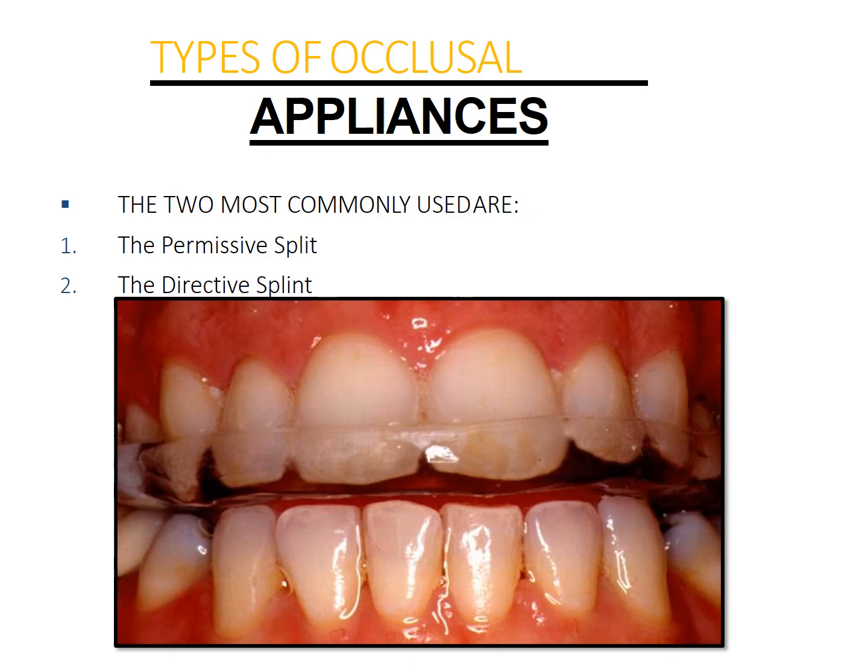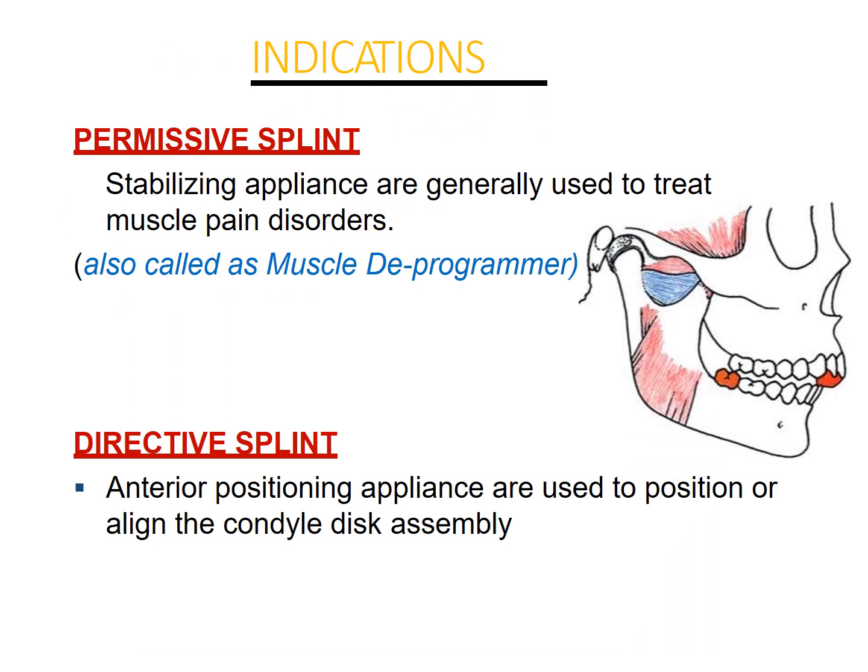that is the permissive splints and active splints. Permissive splints are also known as muscle deprogrammers. These are basically stabilization splints. Okay, and used to guide the mandible in the proper position according to the centric relation. Okay, so this way, it prevents the muscles of mastication or the elevator muscles from contracting and forcing the condyle into the habituated position which the patient has developed. So these are known as stabilization splints.